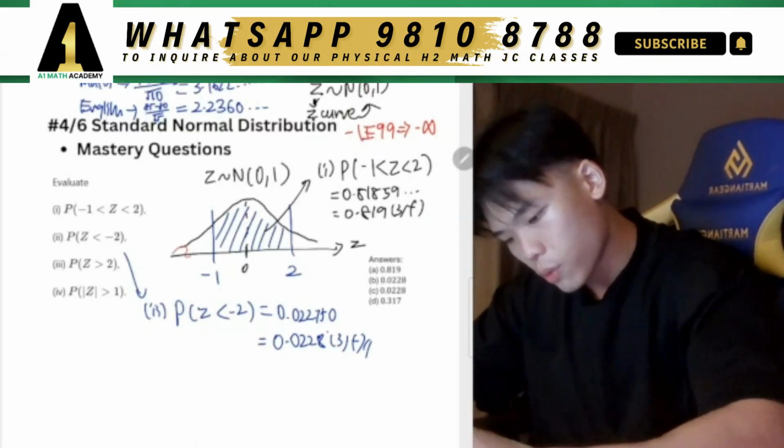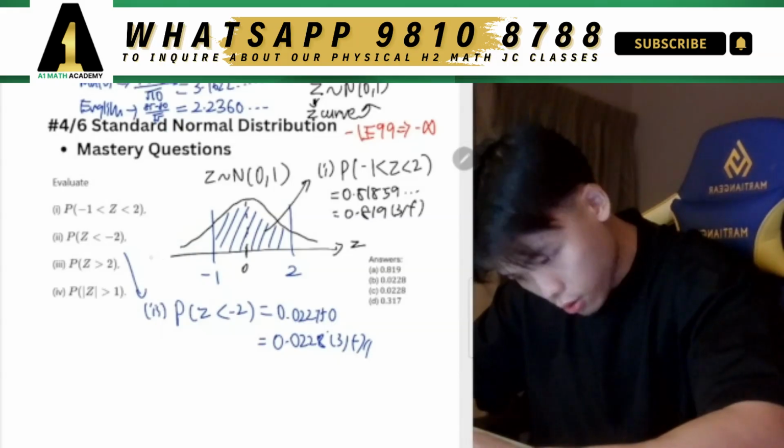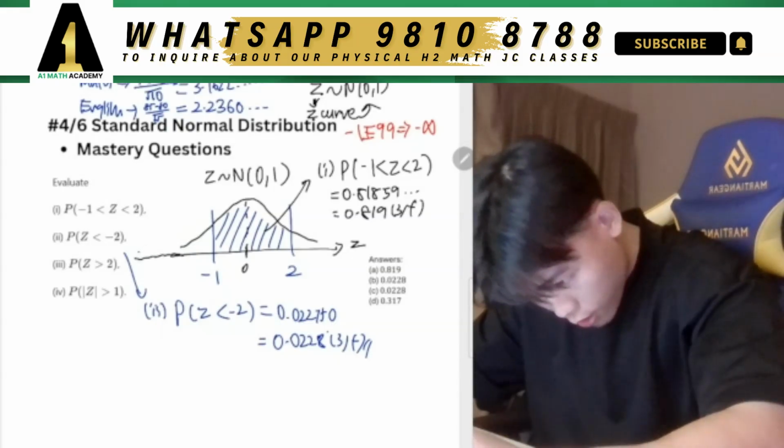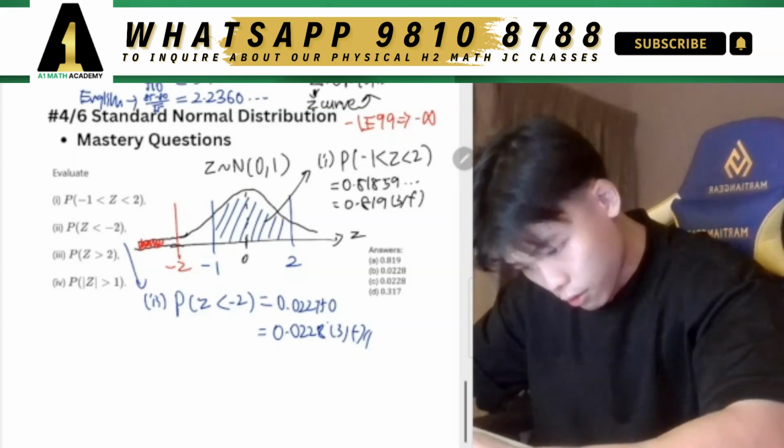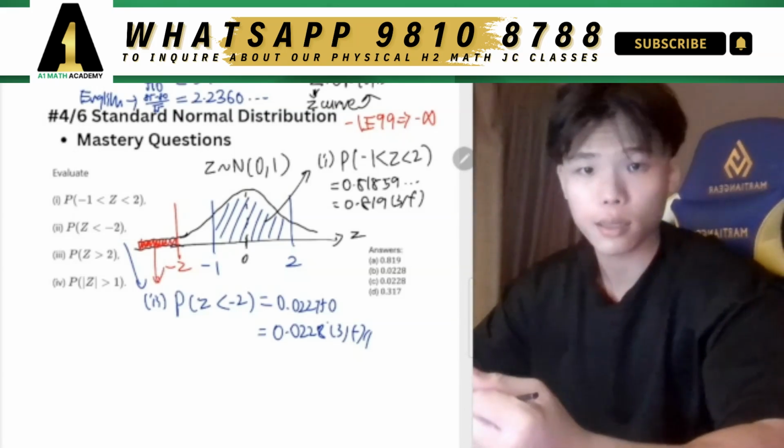So what we're trying to do is, let's say I extend this graph a bit more. Over here, let's say this is -2. We're just trying to find out what's this area here, and this area over here would be this, okay?